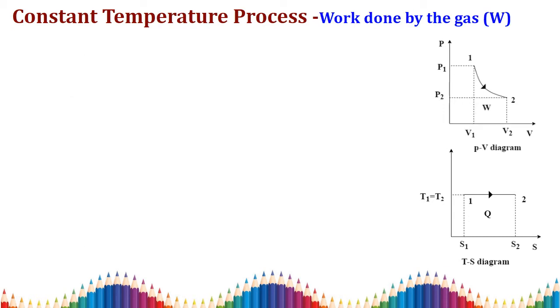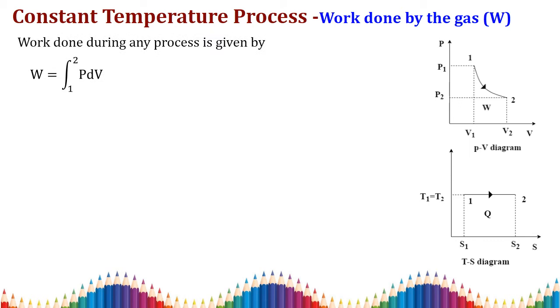The next one, work done by the gas. As we all know, the work done equation for any process is the integral of pressure into change in volume, from the initial state 1 to the final state 2. Since it is a constant temperature process, from the previous slide we know that PV is equal to P1 V1, which is equal to P2 into V2. Equating these terms, I can get P is equal to P1 V1 by V.